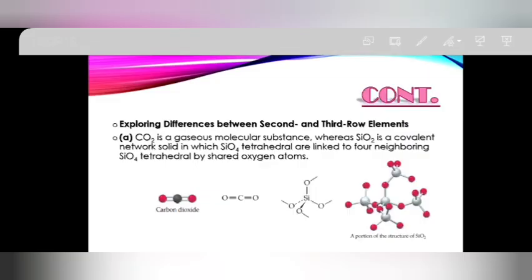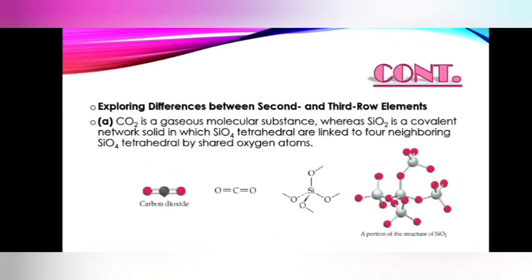Let's see the difference between the second and third row elements. CO2 is a gaseous molecular substance, whereas silicon dioxide is a covalent network solid in which SiO4 tetrahedra are linked to four neighboring SiO4 tetrahedra by sharing oxygen atoms.